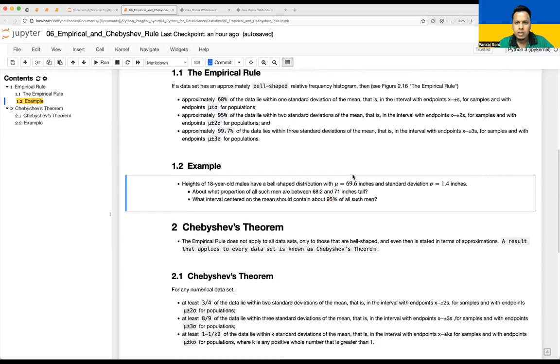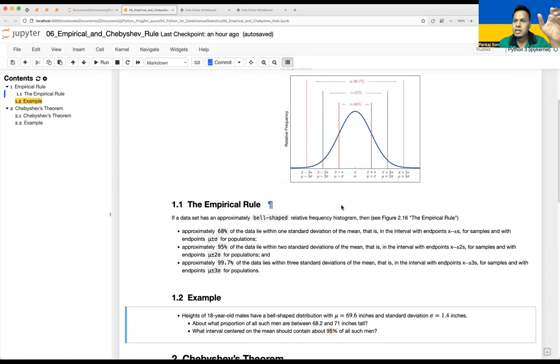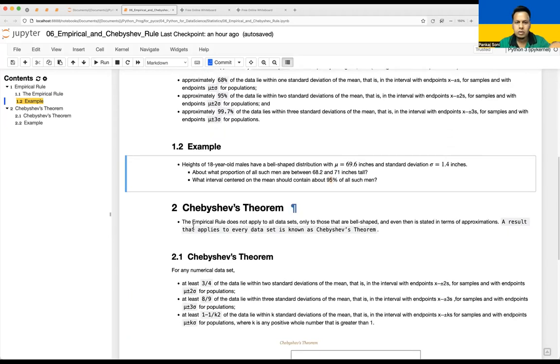Okay, so there is a limitation for the empirical rule. Your data must be following the bell curve. That's what the Gaussian normal distribution is telling. But what about data which is not following the Gaussian distribution? That's where your Chebyshev theorem comes into the picture. So let's see what Chebyshev theorem is telling.